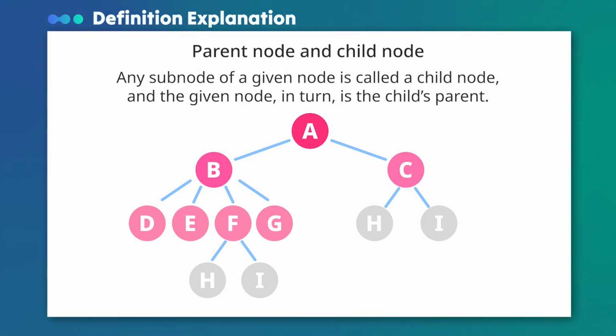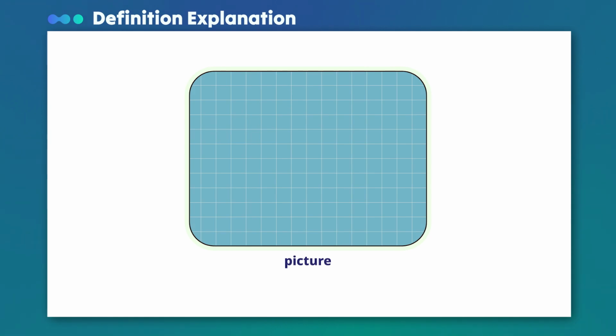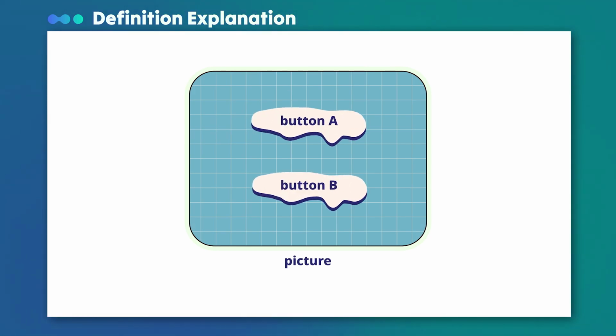We can see from the tree that all child nodes are attached to a parent node. If we delete a parent node, all the child nodes of it will also be deleted. For example, let's set a picture as the parent node, button A as child node 1, and button B as child node 2. Then, buttons A, B are attached to the picture. Buttons A and B are siblings.